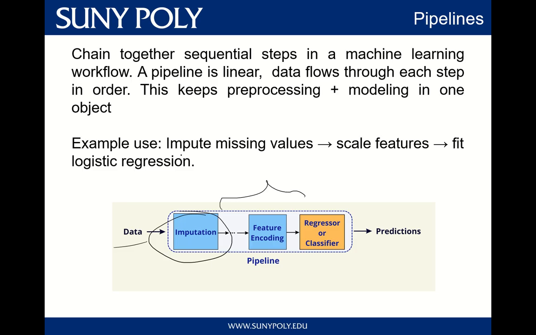So this is an example: impute missing values. That's the first step of the pipeline, then scale features, and at the end, fit a logistic regression. So we can create a pipeline where these three steps are clearly defined. Once you get the data, you just feed the pipeline and it will perform the three steps. This works for the training, but it also works for the prediction.